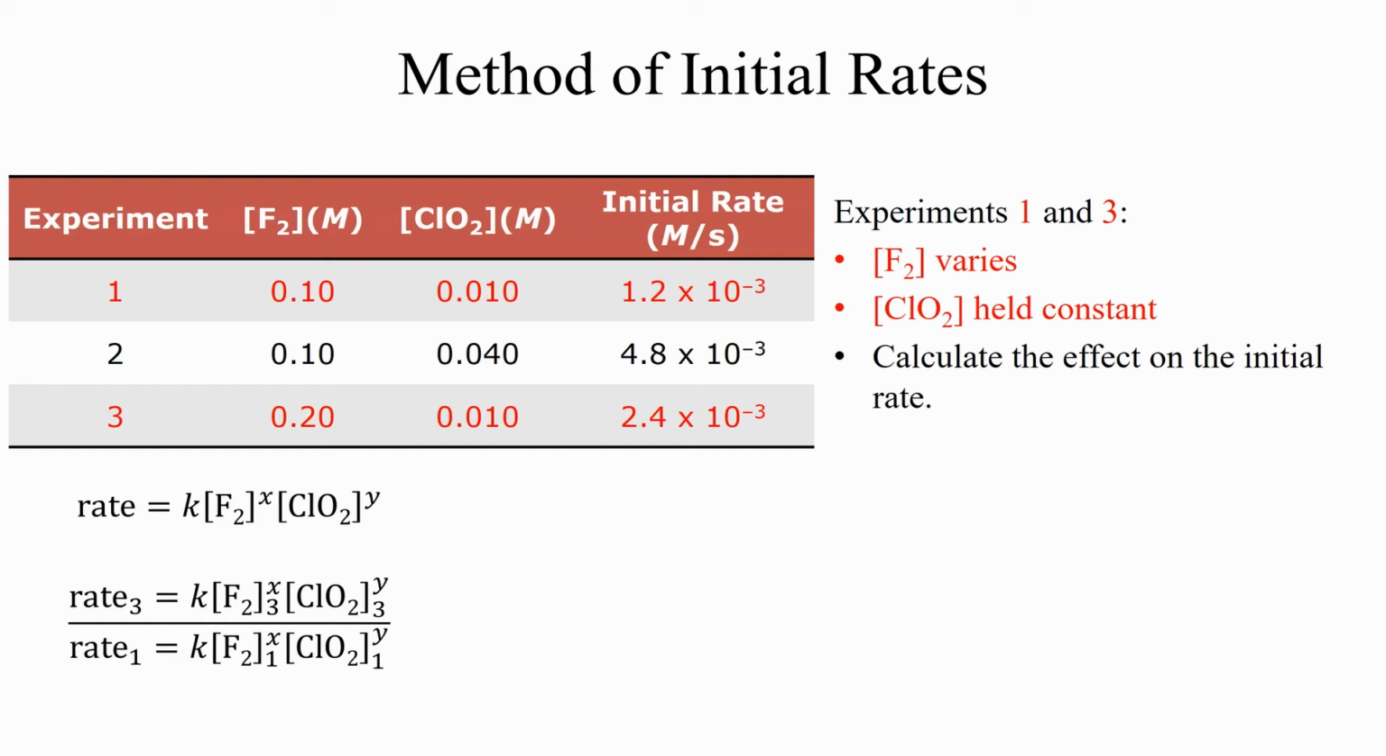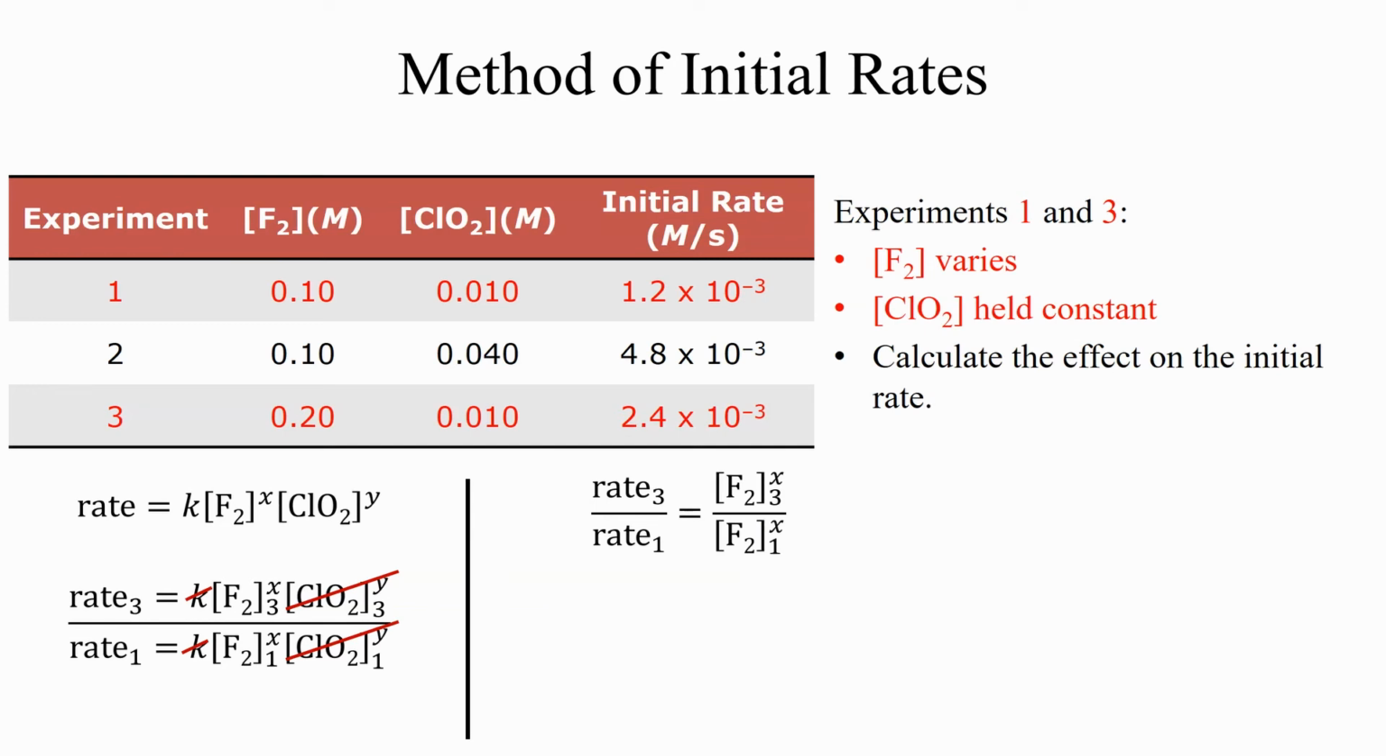Now, we don't know what k is, but k should not change. The rate constant should be consistent throughout the entire experiment. And if we're comparing experiments 3 and 1, well, we didn't actually change the concentration of chlorine dioxide. So the same concentration over each other, those are going to cancel out. Same goes for the rate constant. So we are left with this equation.